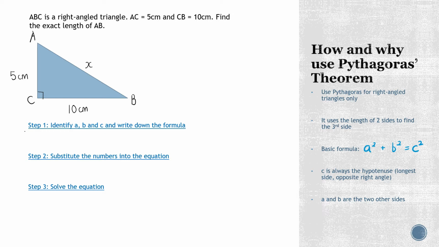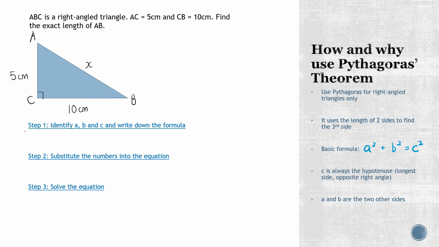C is always the hypotenuse, as I've already said, which is the longest side. So you can see where it's marked X on this diagram between A and B. That is clearly the longest side, and it's always opposite the right angle, which is, well, C is where the right angle is. A and B are the two other sides. It's not really that important which one's which, either or. 5 could be A or B, it doesn't really matter. Anyway, so let's start with this first example.